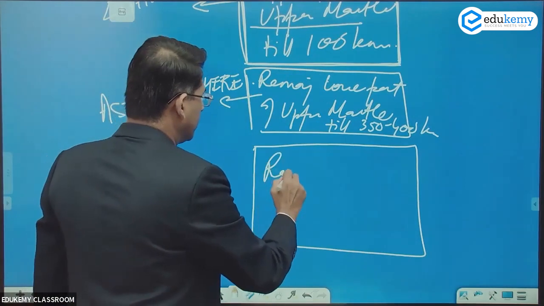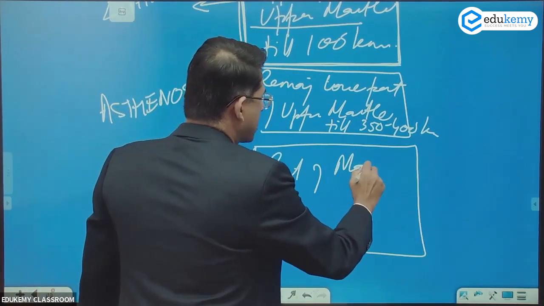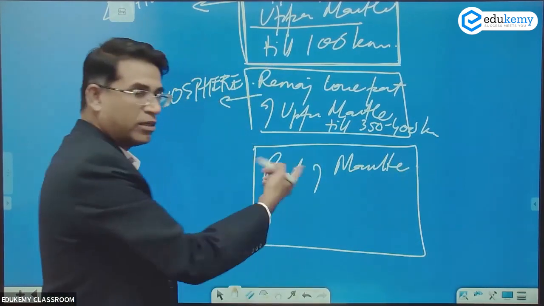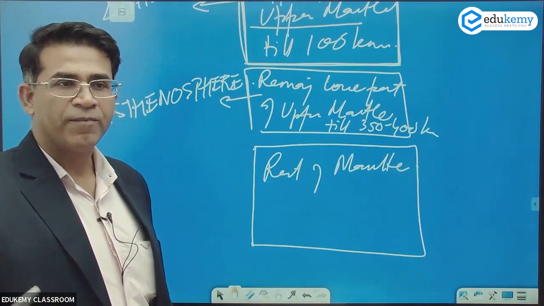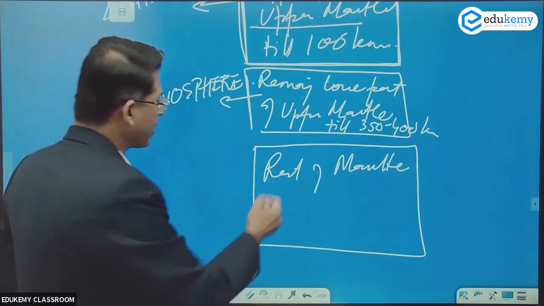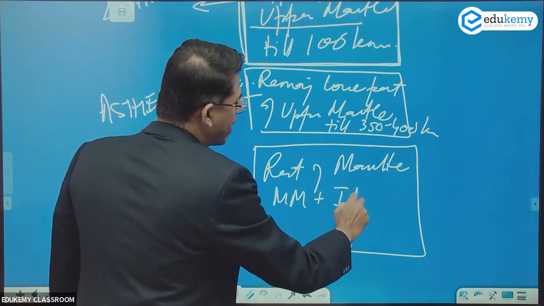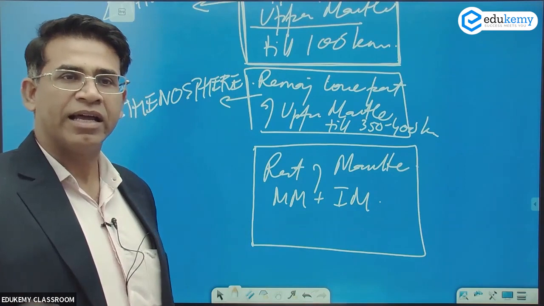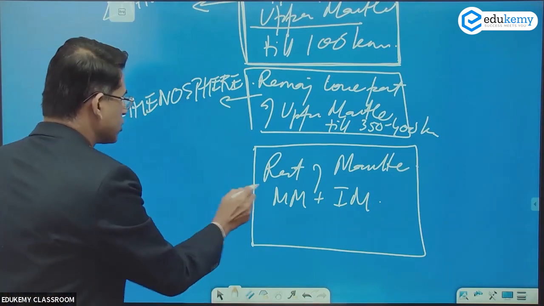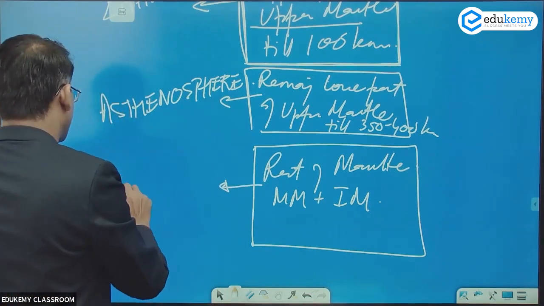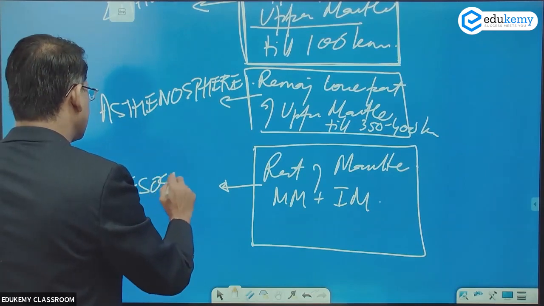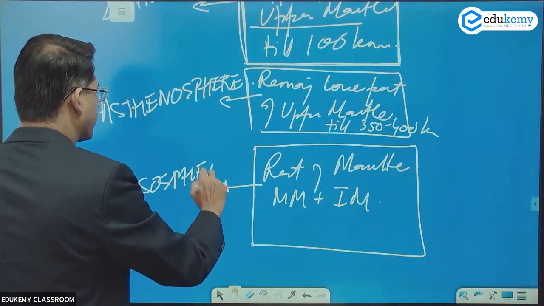The rest of the mantle. The rest of the mantle में क्या बचा? What is left in the rest of the mantle? Rest mantle में का मतलब क्या है? The middle mantle plus the inner mantle. The middle and the inner mantle. Okay, this is called the mesosphere.